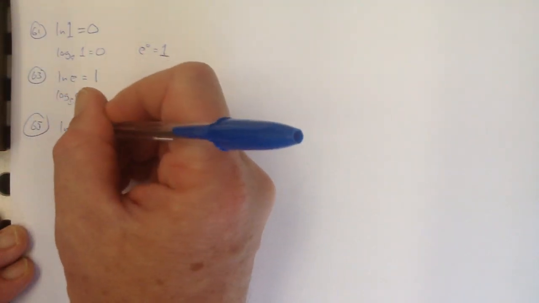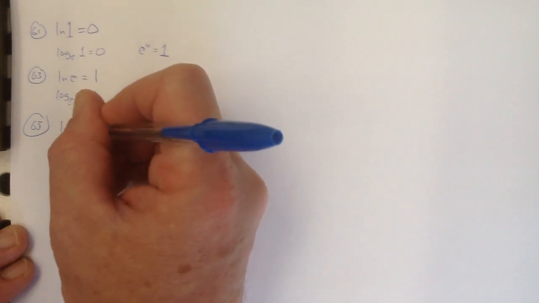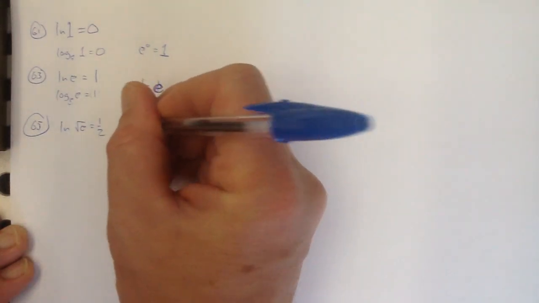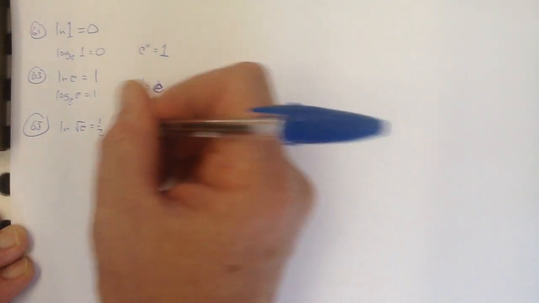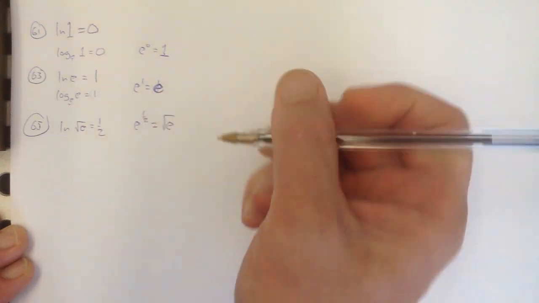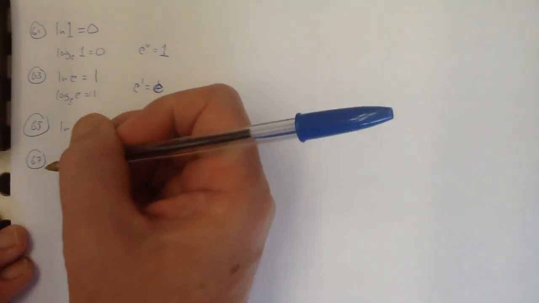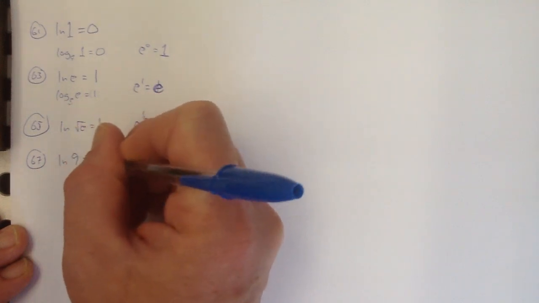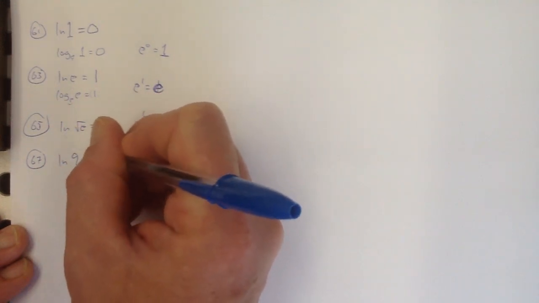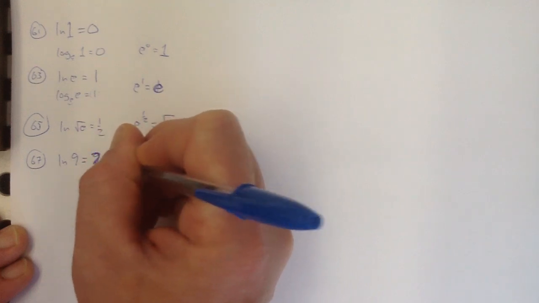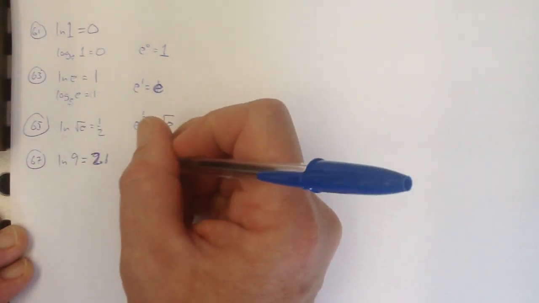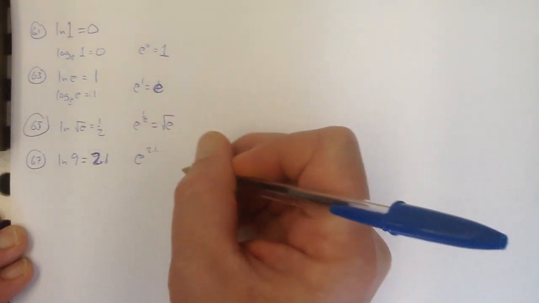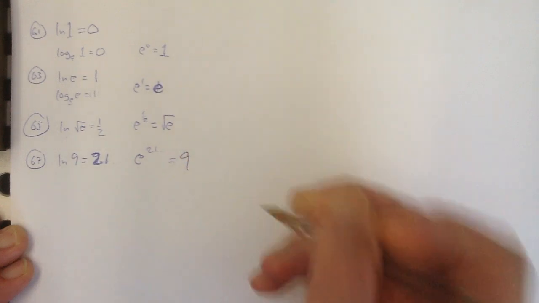So natural log of the square root of e equals 1/2. That's because e to the 1/2 equals the square root of e. Natural log of 9 is equal to 2.1 and so on, because e to the 2.1 and so on is equal to 9.